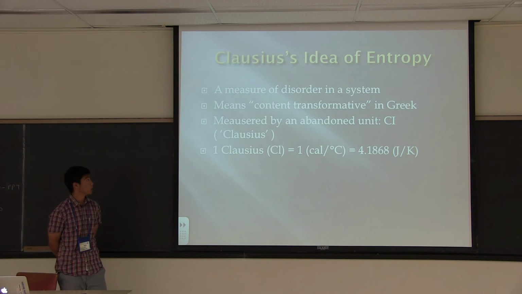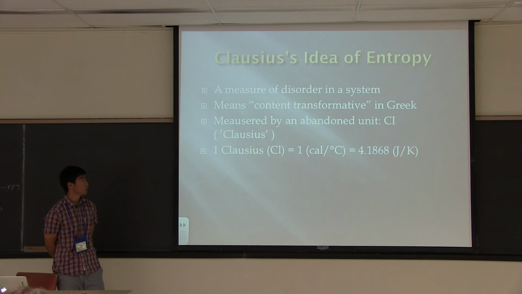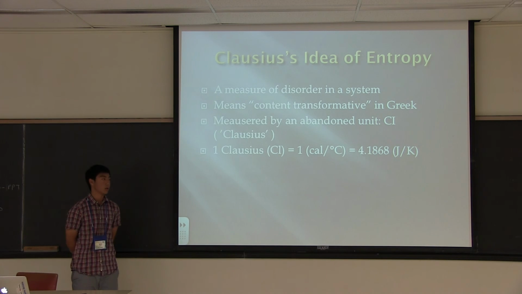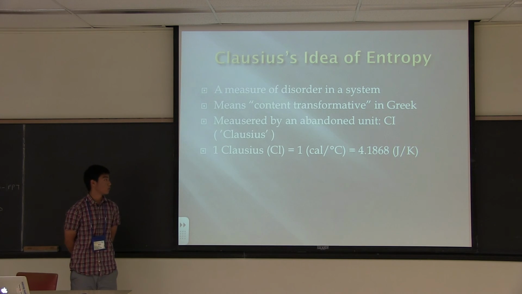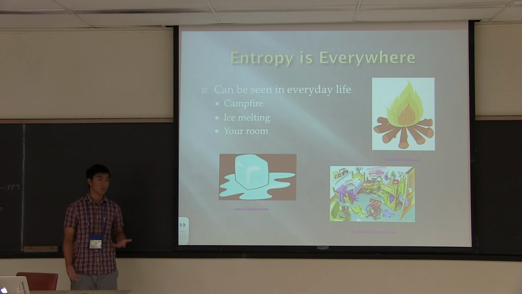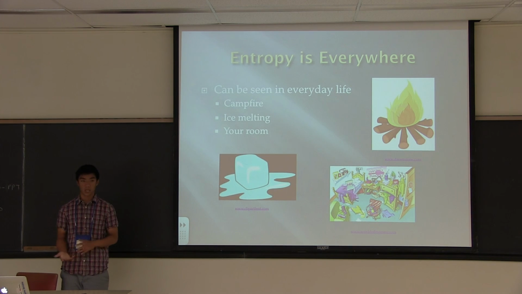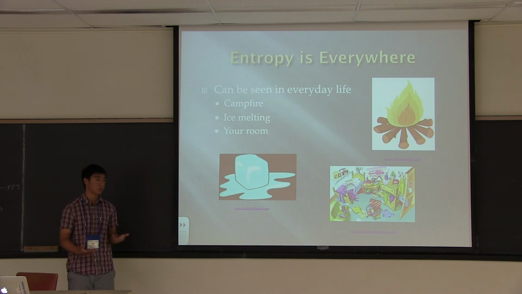And he also had the idea of entropy. Entropy is basically a measure of disorder within a system. It means content transformed to degree. He also made his own unit for it called the Clausius, but we don't use it today. It is basically 1 calorie per degree Celsius. Entropy can be seen almost everywhere in life. It can be seen in a campfire burning to ashes, ice turning into liquid water, even your room, because no matter how clean you try to keep it, it will get messier each day.